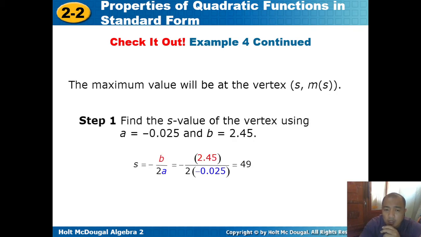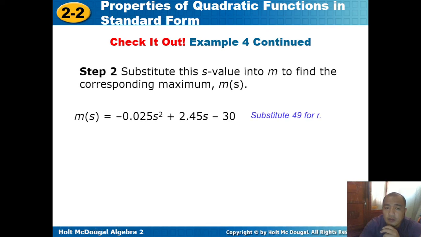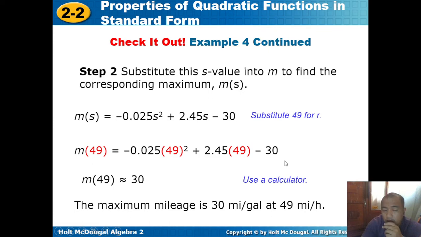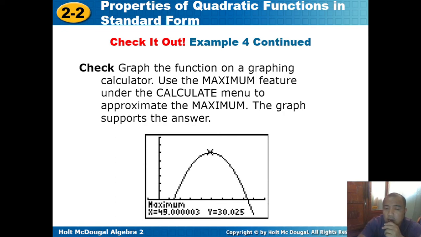Negative b over 2a is equal to 49. Now substitute 49 to solve for the value of m of s, which is equal to 30. Using your calculator: negative 0.025 times 49 squared plus 2.45 times 49 minus 30 equals 30. So the maximum mileage is 30 miles per gallon at 49 miles per hour. And using your graphing calculator, the maximum value is 30.025, close to what we obtained.